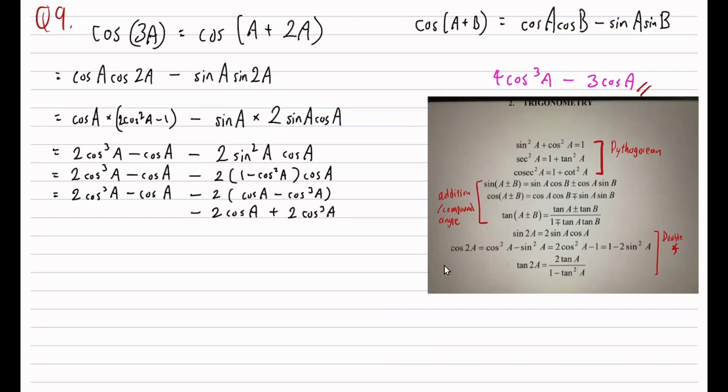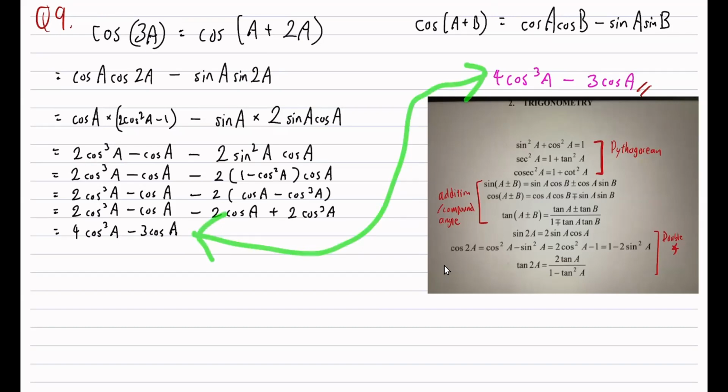Actually equals. So 2 plus 2 become 4 cosine cube A. Minus 1 minus 2 become minus 3 cosine A. Hey, equal. What a coincidence. Ta-da, magic. Are you amazed? No. Actually equals that. Oh, this is magic. Black magic. No, it's just math.